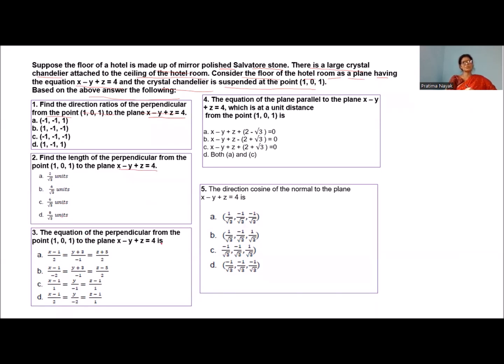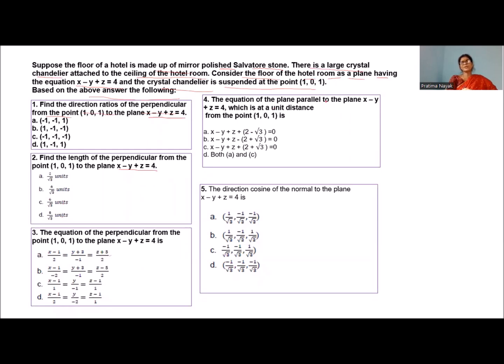Third question is: the equation of the perpendicular from the point (1, 0, 1) to the plane x minus y plus z is equal to 4. The options are given as different symmetric line equations, with denominators such as 2, minus 1, 1, and minus 2.